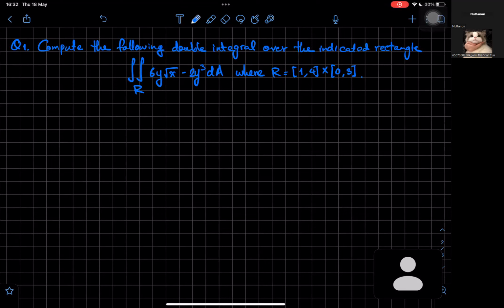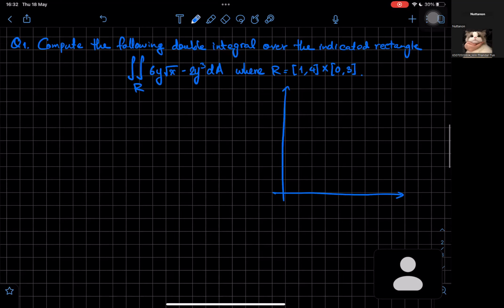This one is very straightforward because, as you can see, the region R is a square. So what I really recommend everyone to do when doing the double integral is to draw the region that you need to integrate.